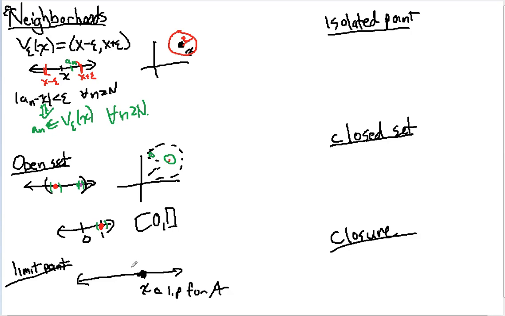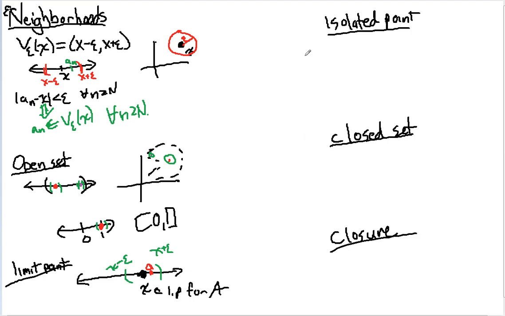if no matter how small you draw an open interval around it, and I made my open interval screen, so I'll keep them with green for now. Whenever you draw any sort of a neighborhood around it, x minus epsilon, x plus epsilon, if you are guaranteed to find some a sub n, some point of A in there, that means it's a limit point. Most things that you see are limit points, but not everything.